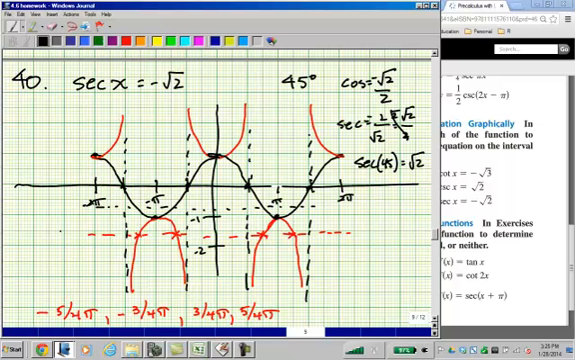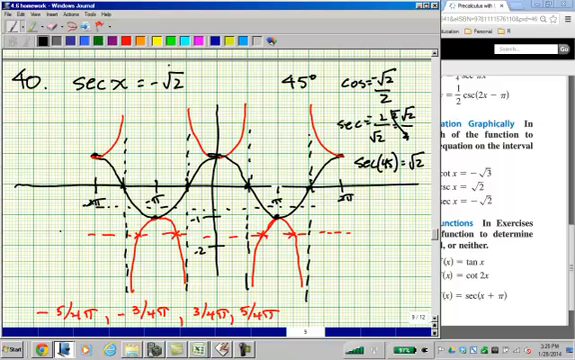Okay, now there's no more intersections. Here the secant is positive up here. Until we get to between pi over 2 and pi, so that's 3/4 pi. And then pi and 3/2 pi, so that's 5/4 pi. So the four intersections are negative 5/4 pi, negative 3/4 pi, 3/4 pi, and 5/4 pi.